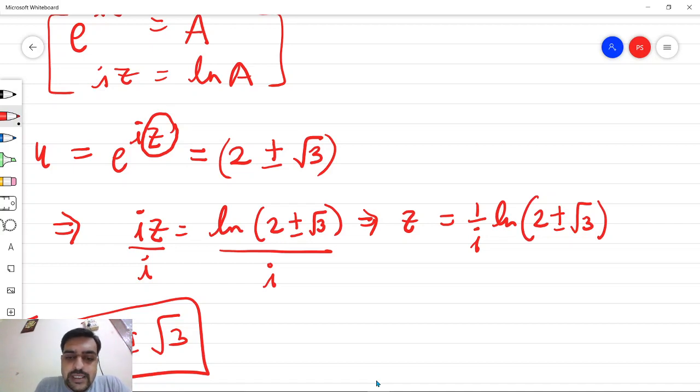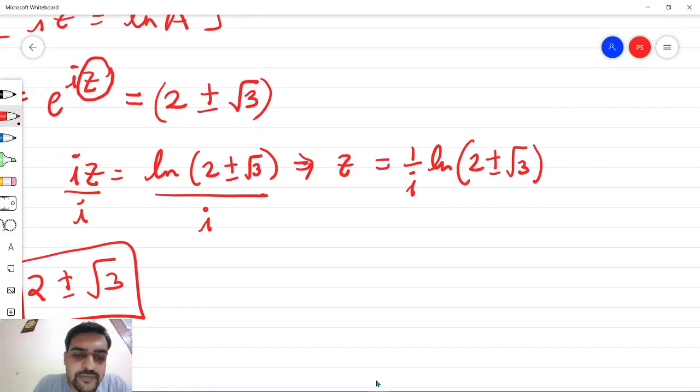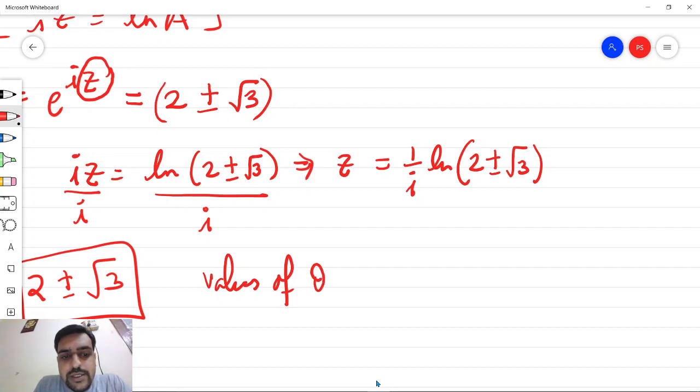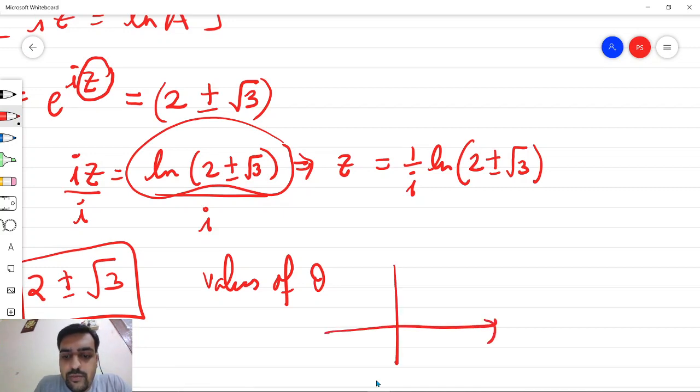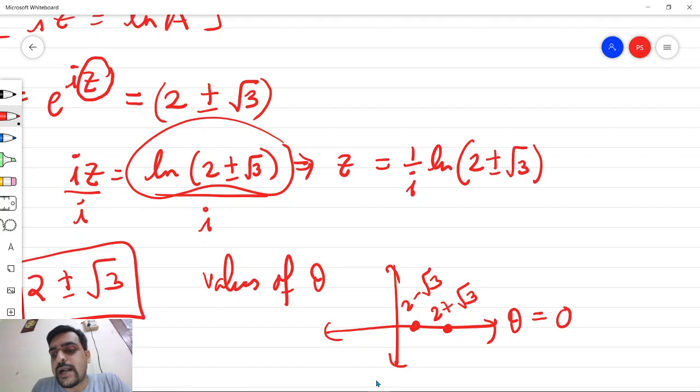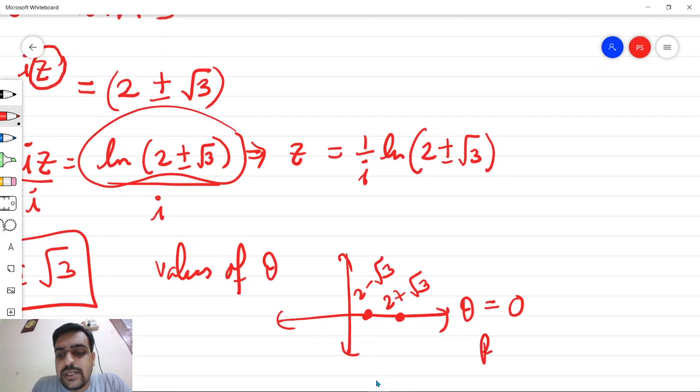This can be generalized if we include the values of theta. How is it done? When we took the logarithm of this quantity, we assumed that it is real. But if we represent it in a complex plane, 2 plus root 3 would be somewhere here, and 2 minus root 3 would be somewhere here. For this value, theta comes out to be equal to 0 radian. But this is just the principal value of theta.